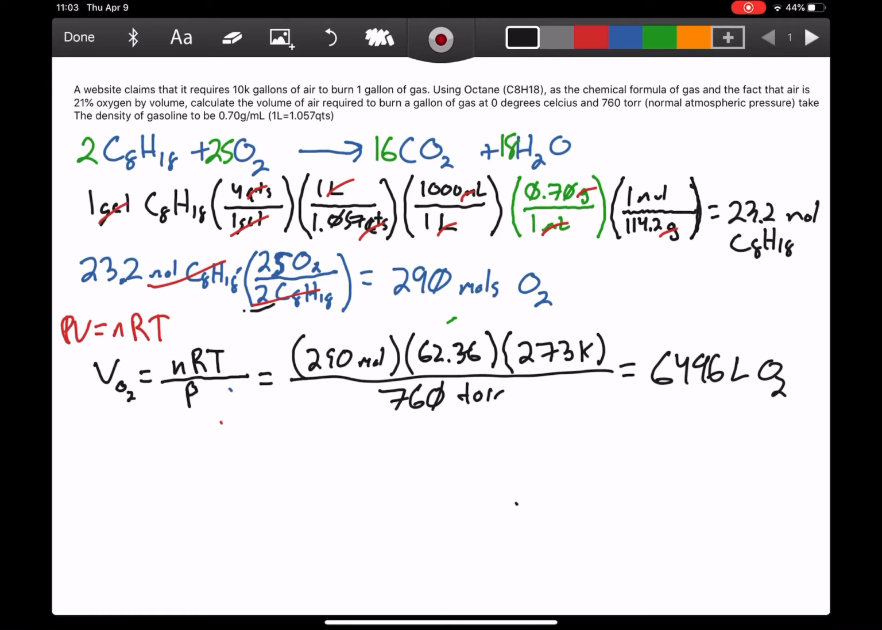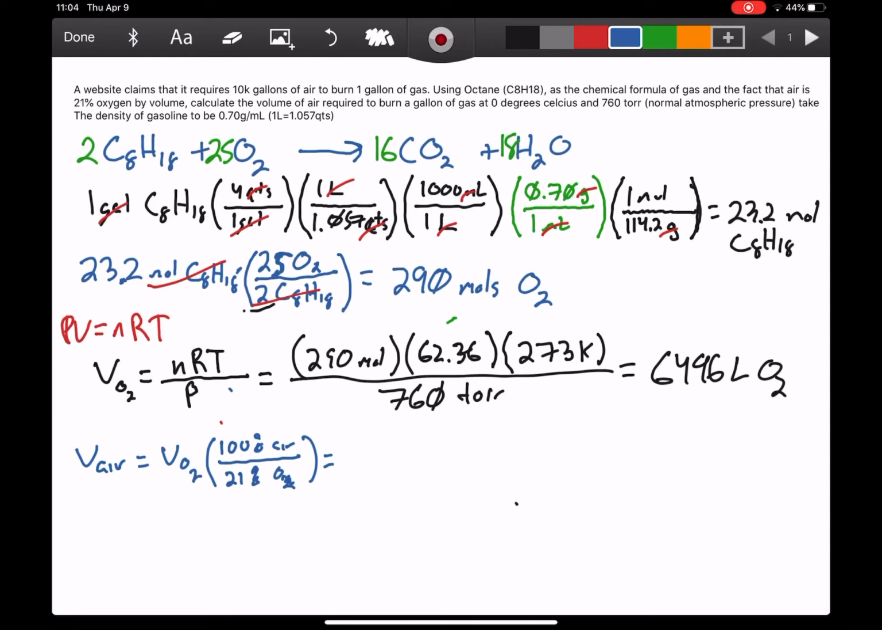So from the liters of oxygen, we need to find gallons of air. Now we know that air is not pure oxygen, so we're going to have to account for that in the next step. So now we want to find the volume of air, which is going to be equal to the volume of oxygen times. So for the 100% air, only 21% of it is O2. So we're multiplying by 100 divided by 21, which is basically multiplying by 5.